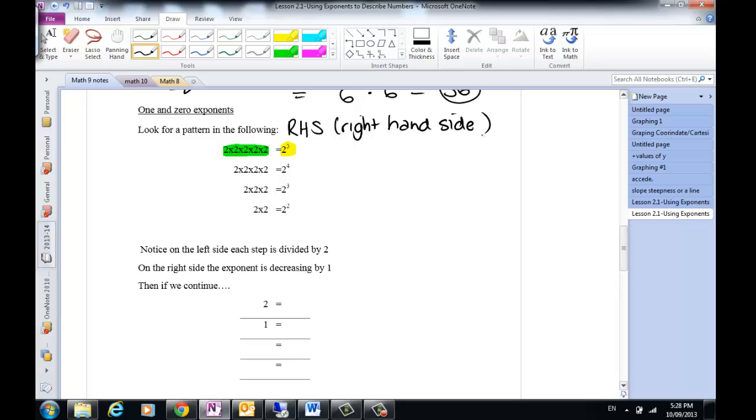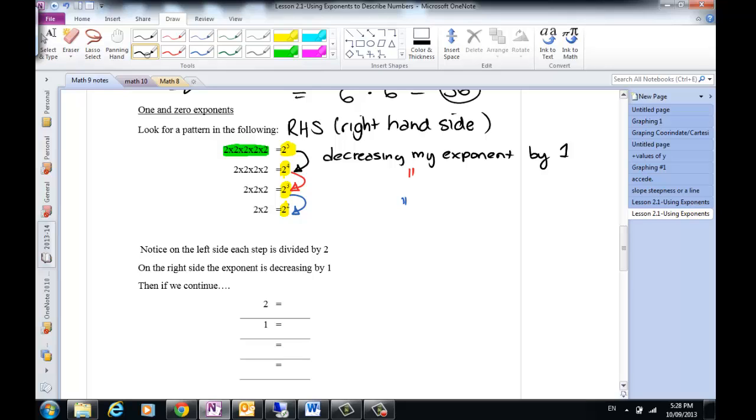So if I look at the right-hand side, to get from 2 to the power of 5 to 2 to the power of 4, notice that I'm just decreasing my exponent by 1. And if I want to go from 2 to the power of 4 to 2 to the power of 3, again, I'm decreasing by 1. If I'm going from 2 to the power of 3 to 2 to the power of 2, again, I'm decreasing my exponent by 1. And that's going to come in handy in a minute. So I just want you to see that if I'm going down these ones, I'm decreasing my exponent by 1.